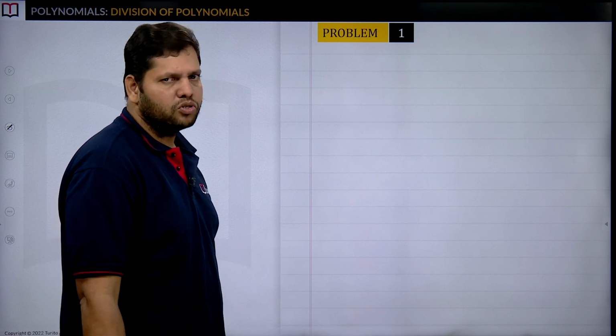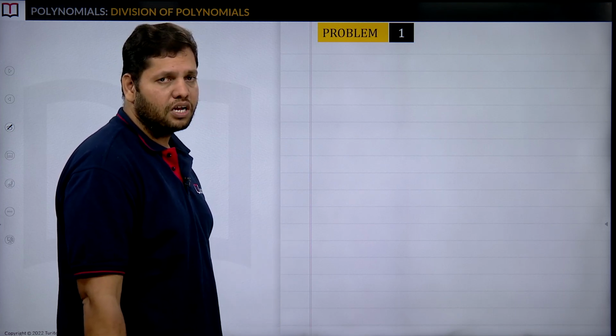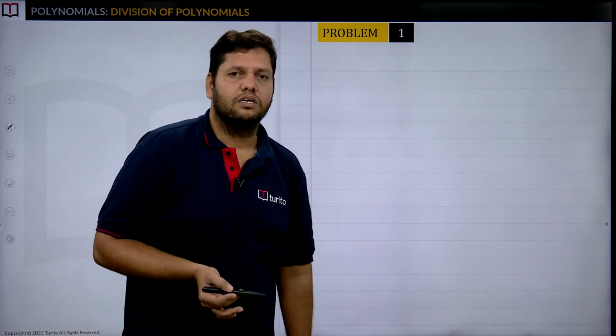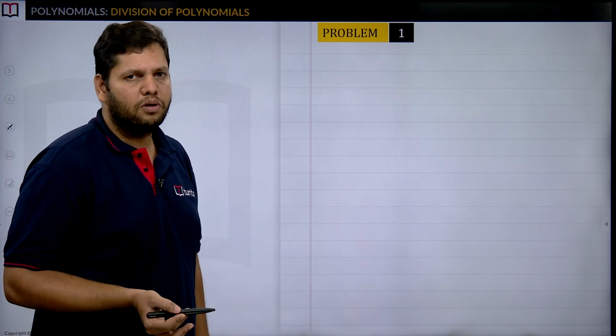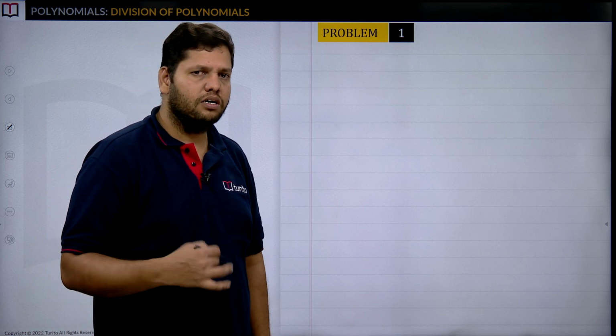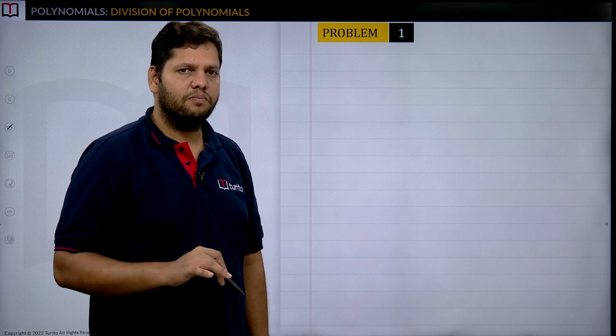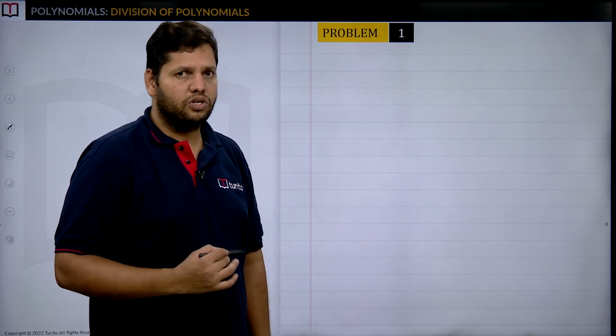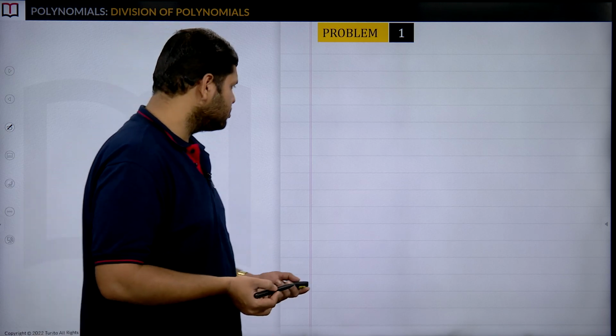Now children, let us see some questions on how we are going to do this division algorithm, and how we can divide two polynomials, like a fourth degree polynomial by a second degree polynomial, or a third degree polynomial by a second degree polynomial, or by a linear polynomial. So let us see all the questions one by one.